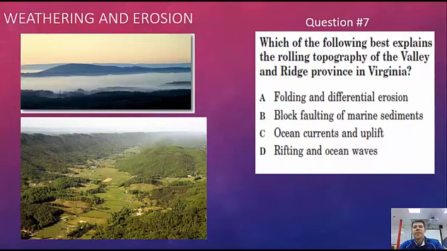So which of the following best explains the rolling topography of the Valley and Ridge province in Virginia? If you've ever been out to the western part of Virginia, you'll see these beautiful mountains. Like you can see them right along here. You see this big ridge, and then inside that ridge you're going to see this very flat valley, and then you're going to see another large ridge.